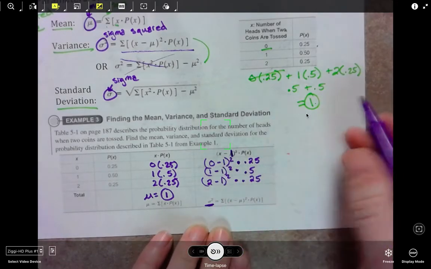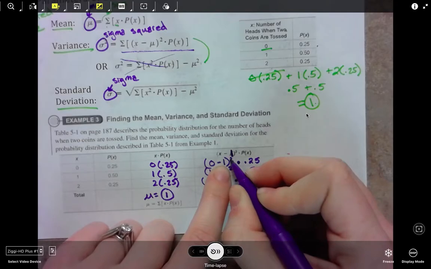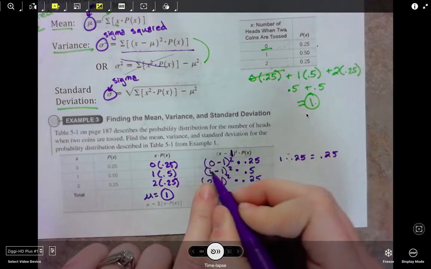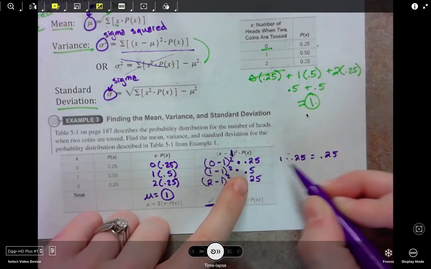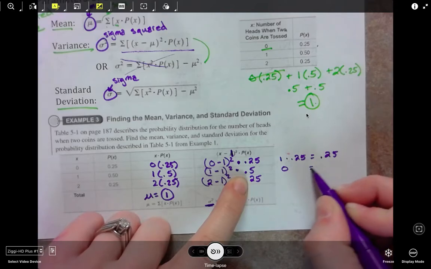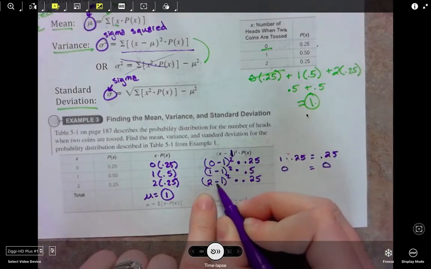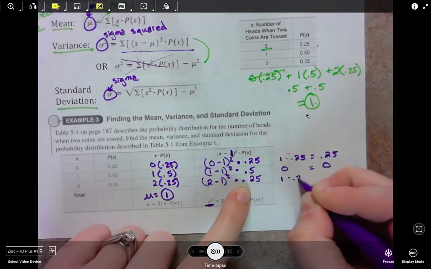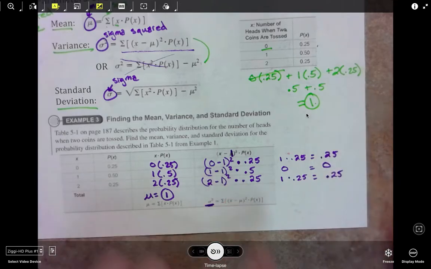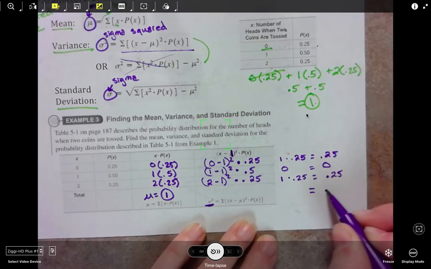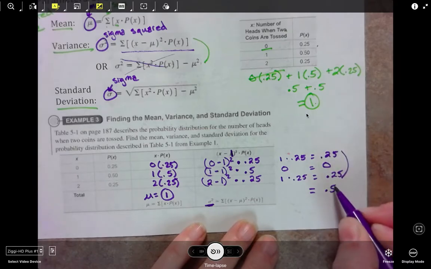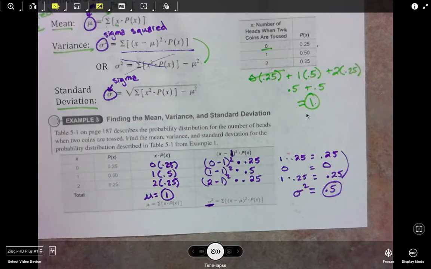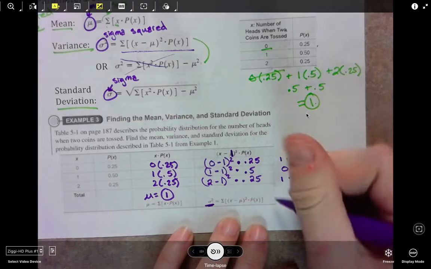All right, so this one would end up being negative 1 squared, which is 1 times 0.25, or just 0.25, okay? 1 minus 1 is 0. 0 squared is 0. 0 times anything is just 0. And then 2 minus 1 is 1. 1 squared times 0.25. 1 times 0.25 is another 0.25. So my variance is 0.5. If I add these three together, the sum, my variance is 0.5. So my sigma squared is 0.5.